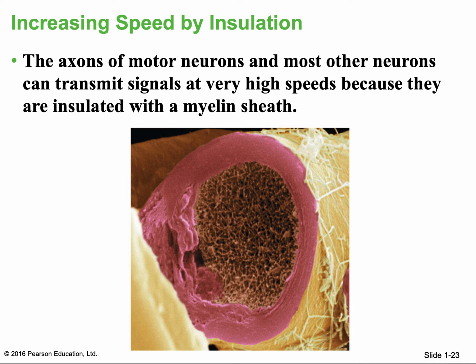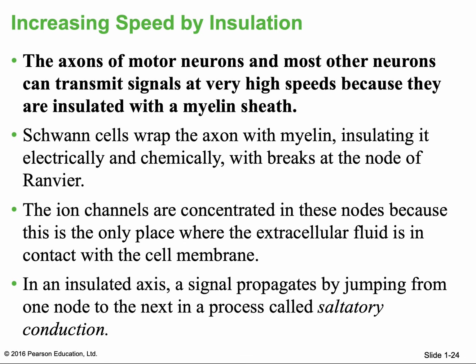Now, to increase the speed of neurotransmission, the axons of neurons are insulated with myelin, which is a fat substance that wraps around the axon again and again. Schwann cells are a type of glial cell, or neuronal support cell, that is responsible for wrapping the axon with myelin in the peripheral nervous system. Oligodendrocytes do this in the central nervous system.